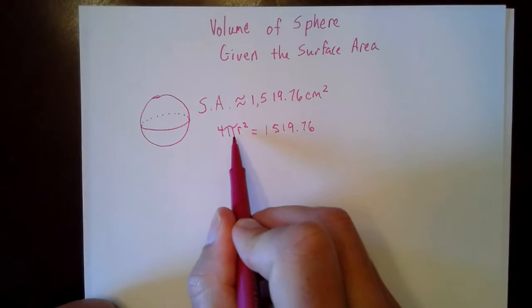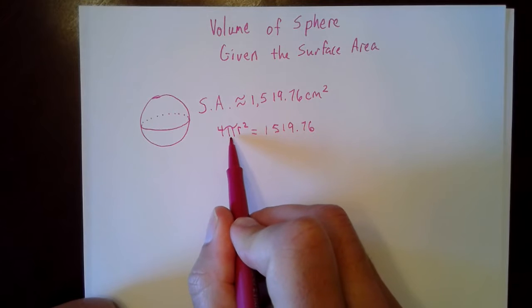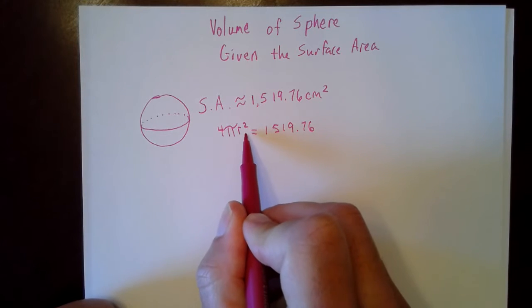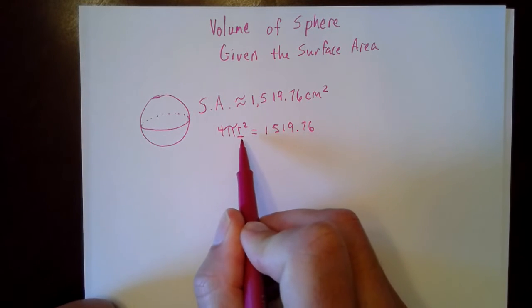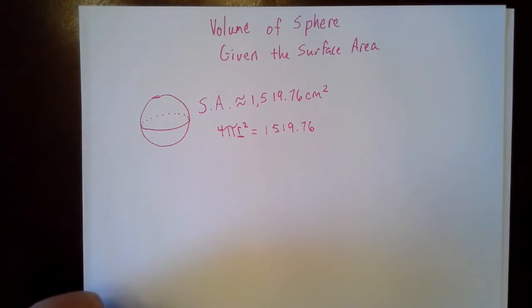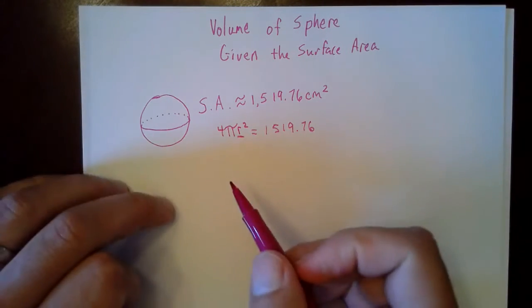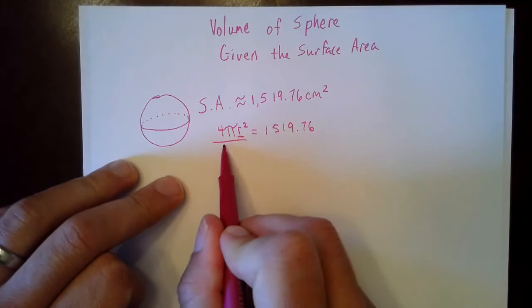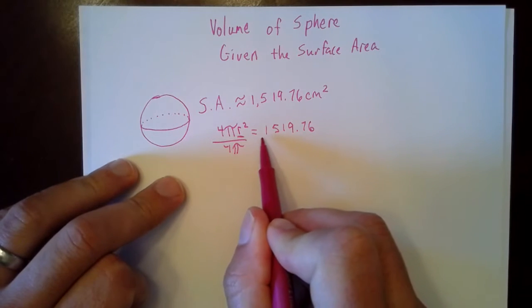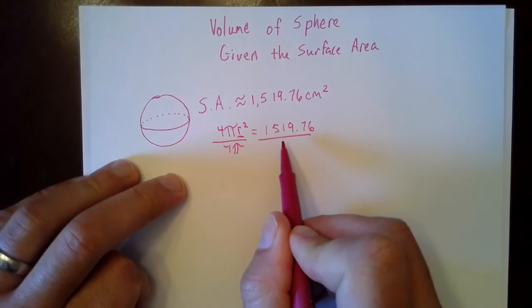Because if I look here, I have a 4, I have a pi, which is a value. It's about 3.14, recall. The only thing I don't know is this radius. So what I can do is now I can go and start isolating my r. So what I'm going to do is I'm going to divide by 4 pi. And I'm going to divide by 4 pi.